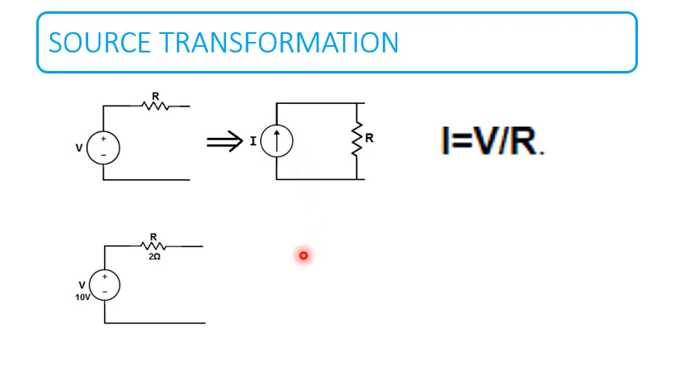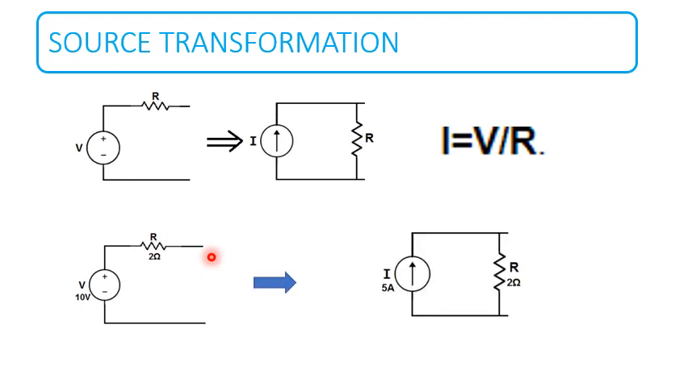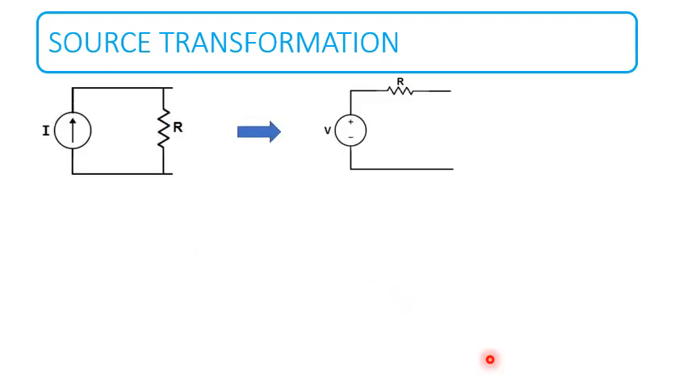We are considering an example like this. A 10 volt source in series with a 2 ohm resistor is transformed into a current source in parallel with the resistor. The resistive value will not change. It will be 2 ohm itself. And the magnitude of I will be equal to V by R, 10 by 2, we got it as 5. Then a current source in parallel with a resistor is transformed into an equivalent voltage source. The resistive value will not change and the magnitude of voltage will be equal to I into R.